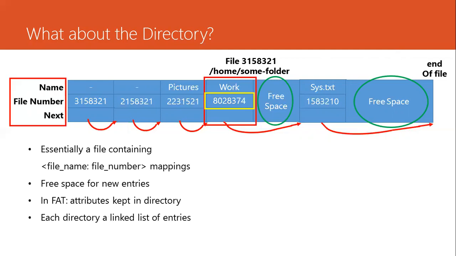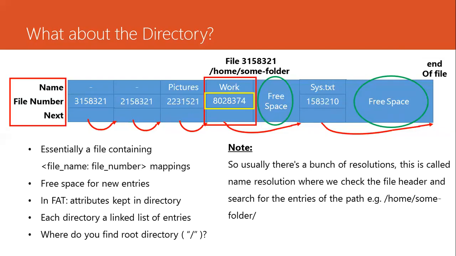So, where is the root directory? In the FAT file system, it's basically the first file on the system. Okay. So usually there's a bunch of resolutions. This is called name resolution, where we check the file header and search for the entries of the path, for example, /home, /some folder.